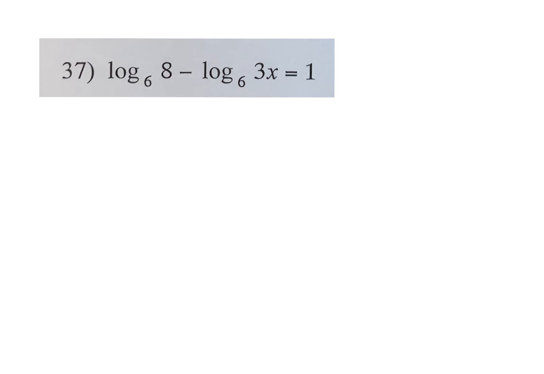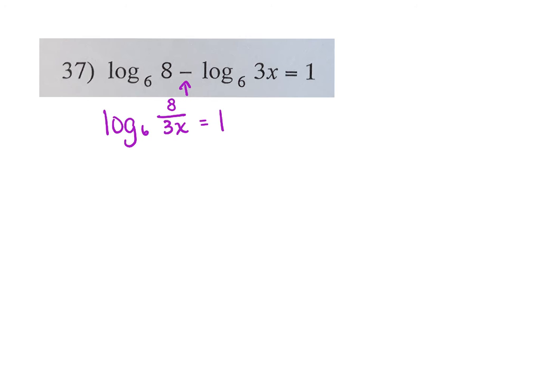When you have something like this, the first thing you must do is condense. You can only have one logarithm per side to solve these. And so I'm going to condense just like I did with my condensing earlier. I'm going to say, well, I have a subtraction, so I'm going to condense by division. So it's log base 6 of 8 divided by 3x equals 1.